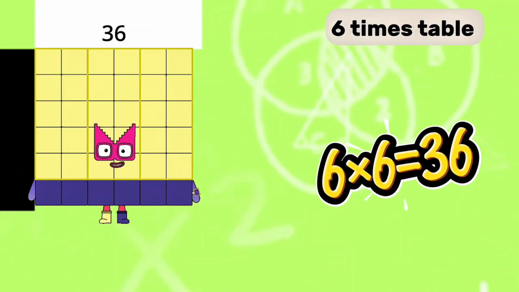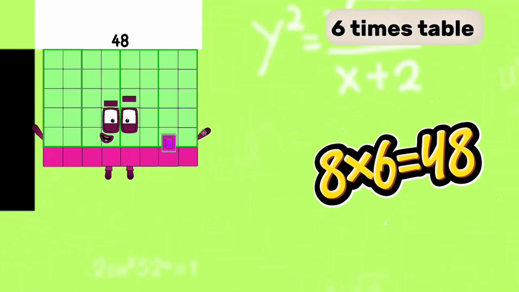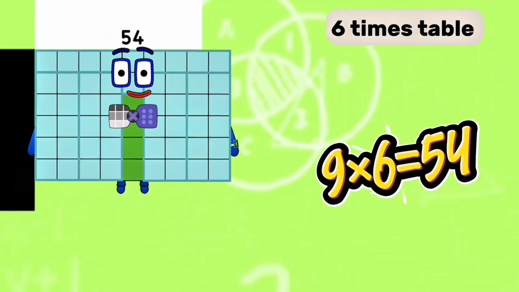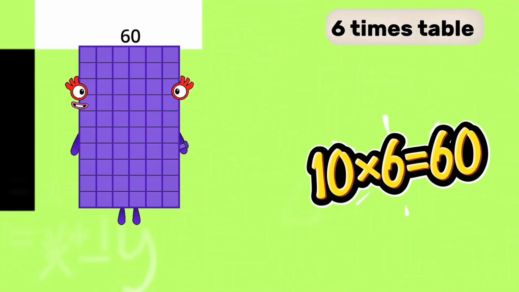6 times 6 is 36. 7 times 6 is 42. 8 times 6 is 48. 9 times 6 is 54. 10 times 6 is 60.